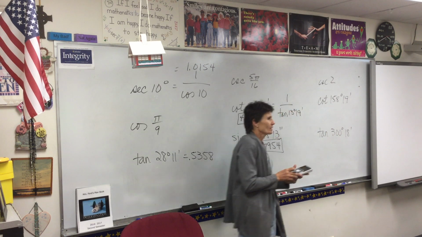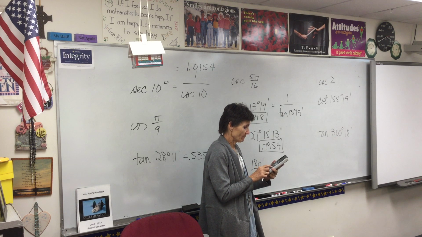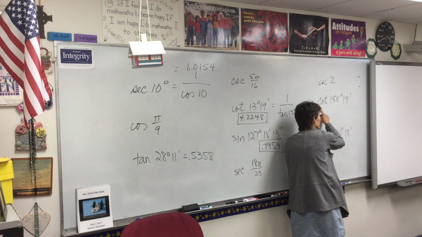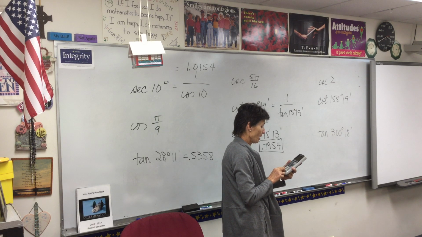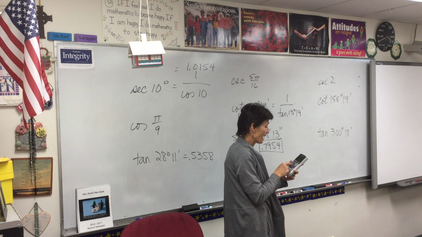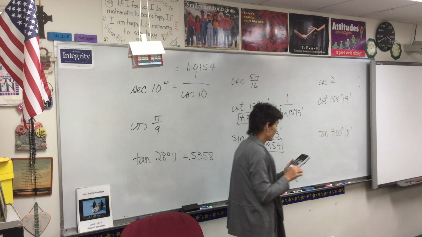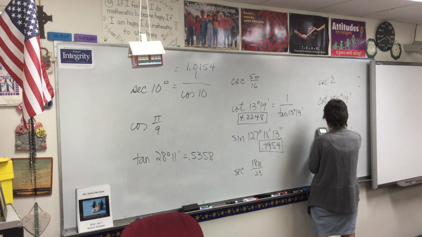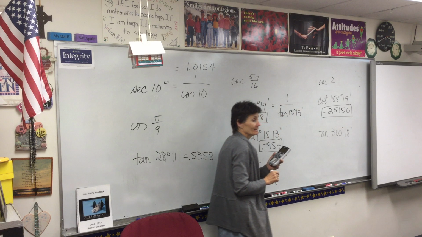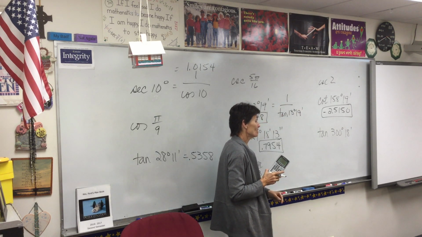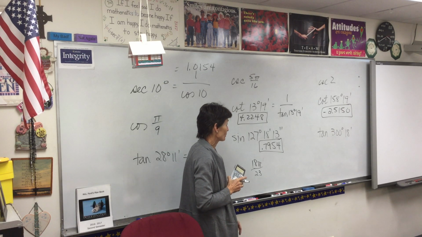All right, here we go. Next one. Cotangent. How do I type in a cotangent? 1 divided by tangent. The only way to put a cotangent in your calculator is 1 divided by tangent. 158 second apps degrees, 19 second apps minutes. Did you get negative 2.5150? Yes. Now, negative answers happen. In fact, half the time your functions are going to be negative. So don't be alarmed when you hit negative numbers. It's perfectly okay.